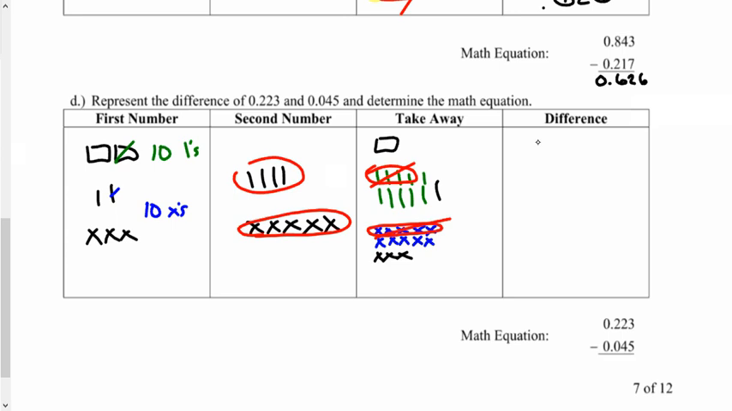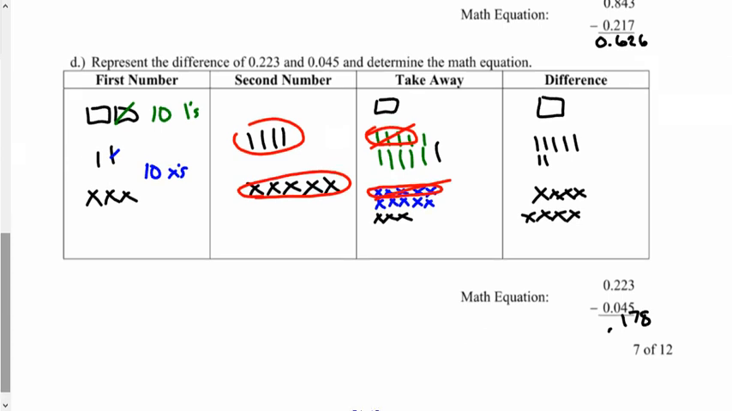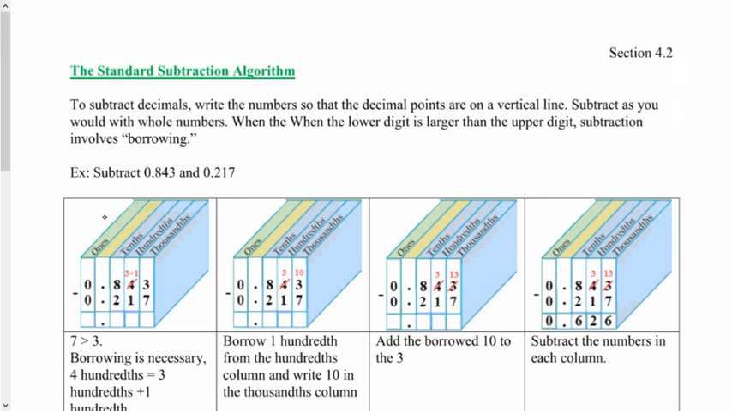Now what I've got left is 1 flat. I've got 1, 2, 3, 4, 5, 6, 7 rods. And then I've got, looks like 8 units. There we go. So this gets us 0.178. Now, you may already know how to do this subtraction, and you might not have to do all these pictures, and that's just fine. You don't necessarily need to. Okay?